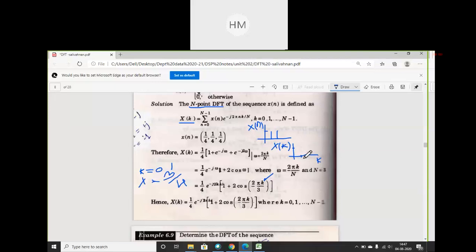But I can't represent it properly in this drawing graph. So x of n DFT x of k is having 3 sample values. I can plot those values. So it is having 3 by 4, 0 and 0. Is it clear? Should I again revise this numerical or should I move ahead with second numerical?